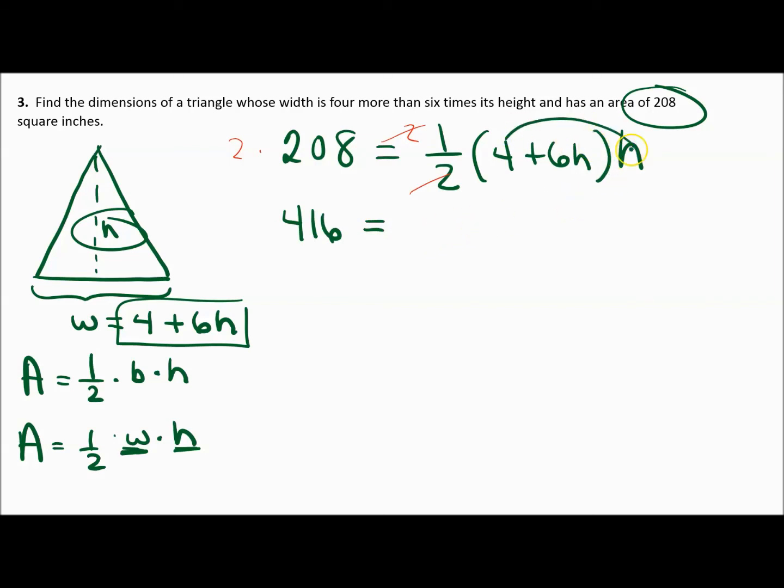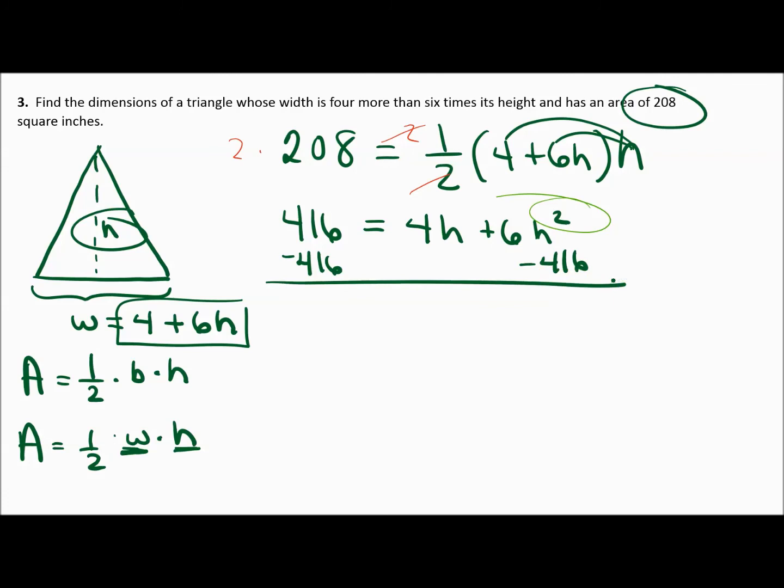Now I'm going to distribute this h inside, so I have 4h plus 6h squared. Keyword here again is squared. Once again, I have a quadratic equation. Quadratic equations need to be equal to 0, okay? And so what I'm going to do is subtract 416 from both sides of my equation, so I have 0 equals.